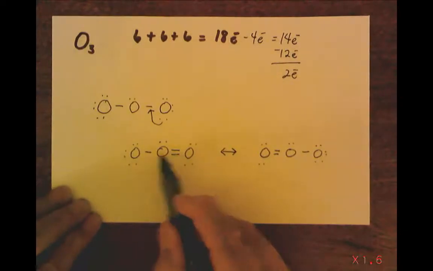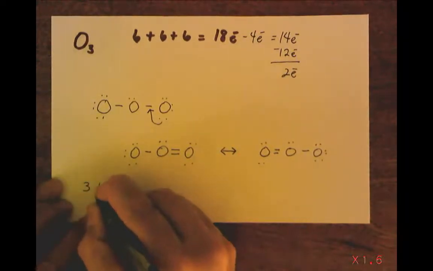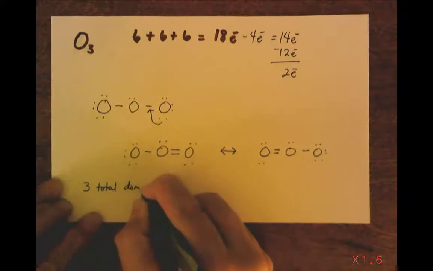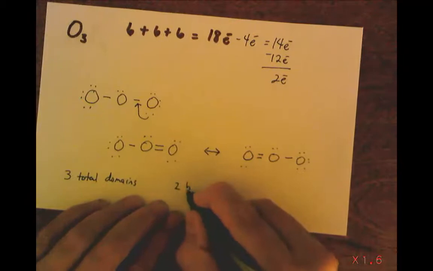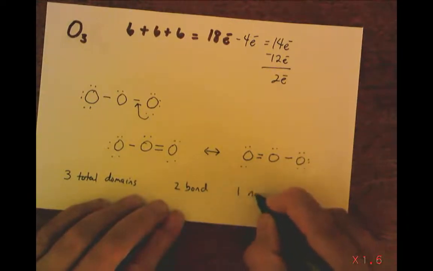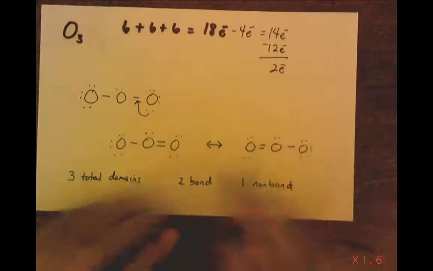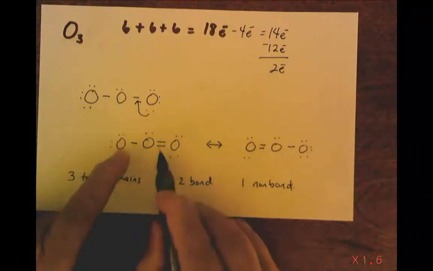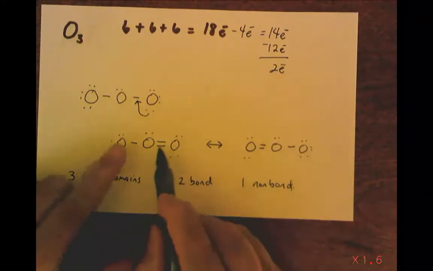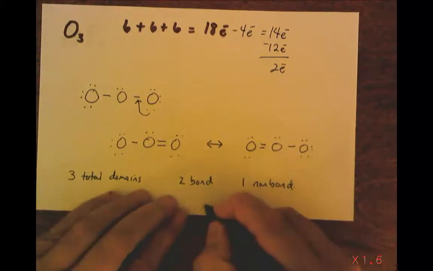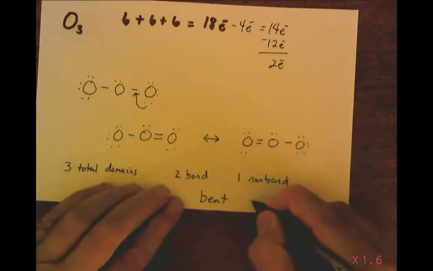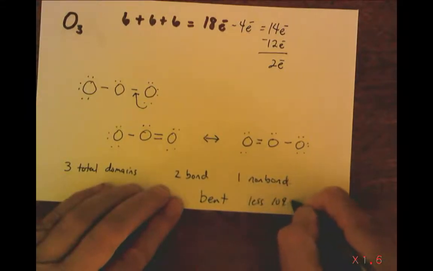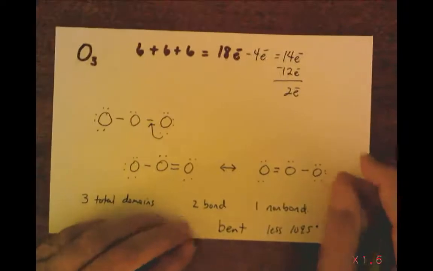I count 1, 2, 3 total domains. All right, 2 bonding and 1 non-bonding. So what do we have for a shape? Remember, that's going to push greater than the lone pairs, than the bonding pairs. And so you're going to have a bent shape. Okay, and that bent shape is going to be less than 109.5. Okay, and so there's your ozone example.